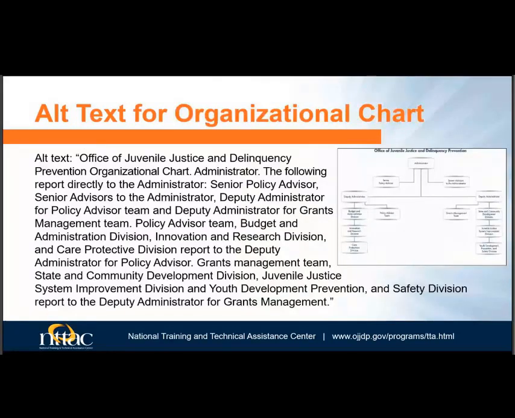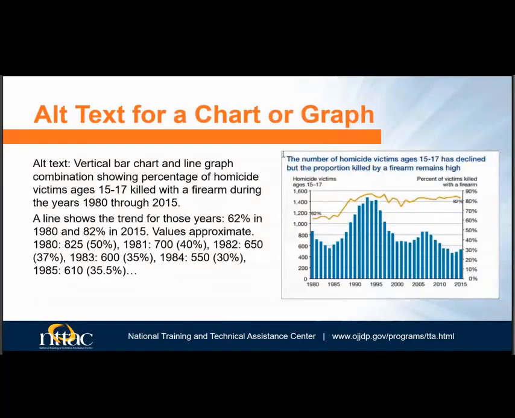Organizational and flow charts need not only the text of the chart included in the alt text, but also the relationship. For instance, this organizational chart describes who reports to whom, as well as including all the text from the chart. It is best if the text is on the page itself, but there is no limit to the amount of characters in alt text in the PDF file. Charts and graphs need extensive alt text, including all data points. It is best if a subject matter expert writes this alt text.